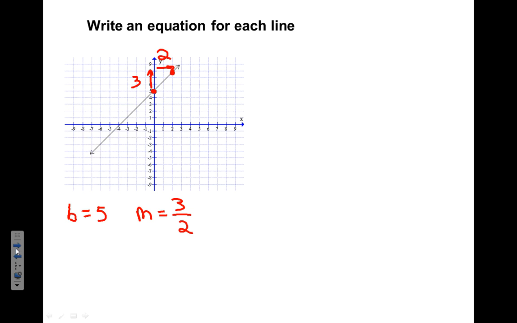Once I've done that, I am now ready to write my equation. It's the same as what was on the last slide. So because it's in the form of y equals mx plus b, my slope is 3 over 2. X just carries down, and my b is 5, which is plus 5, and that is all I have to do.